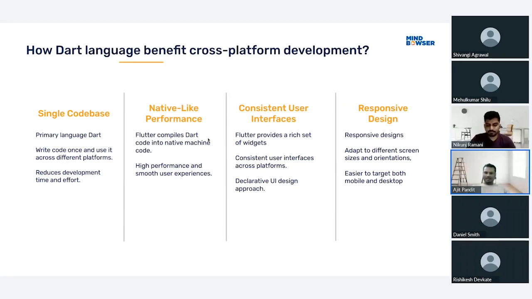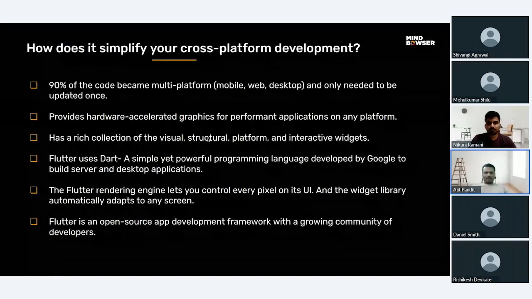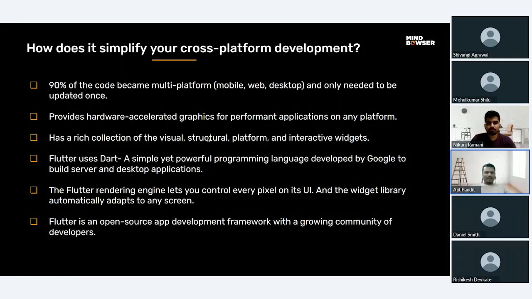Now we will move to our next slide. That is, how does it simplify your cross-platform development? As we know, with Flutter, 90% of code becomes multi-platform. We can use it for mobile, web, desktop, and it only needs to be updated once. It provides hardware accelerated graphics for performant applications on any platform. It has a rich collection of visual structure, platform, and interactive widgets. Flutter uses the Dart language, and it is a simple yet powerful programming language developed by Google to build server as well as desktop applications.